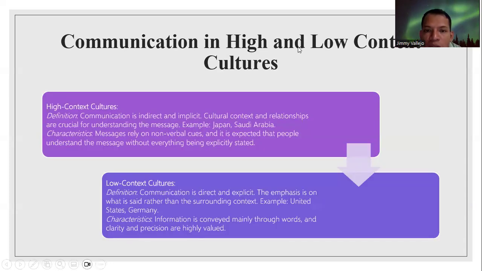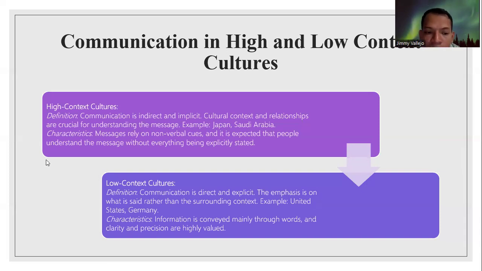Now we have communication in high and low context cultures. In high context cultures, communication is indirect and implicit. Cultural context and relationships are crucial for understanding the message. For example, Japan and Saudi Arabia rely heavily on nonverbal cues, and it's expected that people understand the message without everything being explicitly stated.